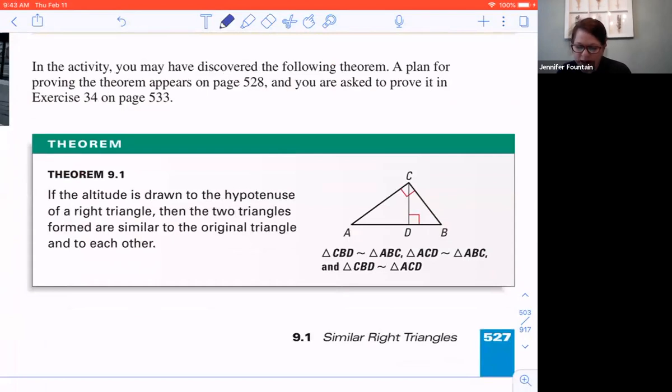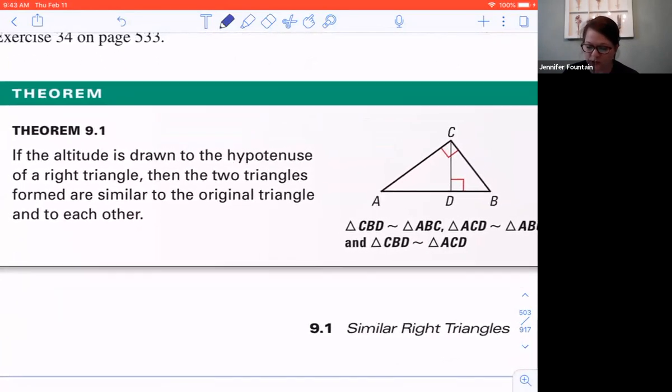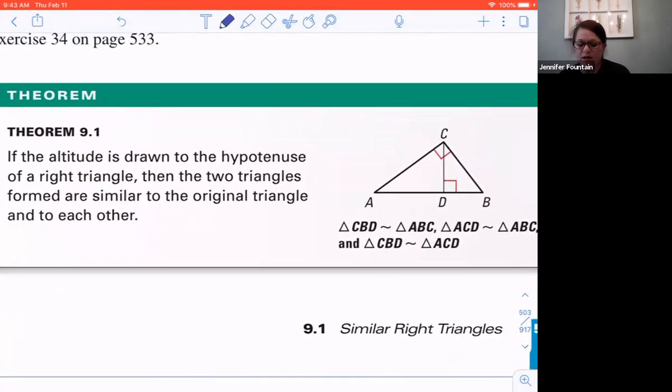All right, so theorem 9.1 says if the altitude is drawn to the hypotenuse of a right triangle, then the two triangles formed are similar to the original triangle and to each other. So if I have a right triangle and I draw a segment from the right angle to the hypotenuse, it's going to divide it into two similar triangles. So this theorem tells me if I draw an altitude from the right angle to the hypotenuse, then I've got two right triangles that are similar to each other. Okay.